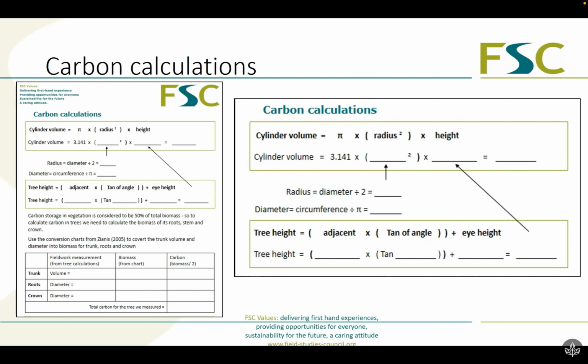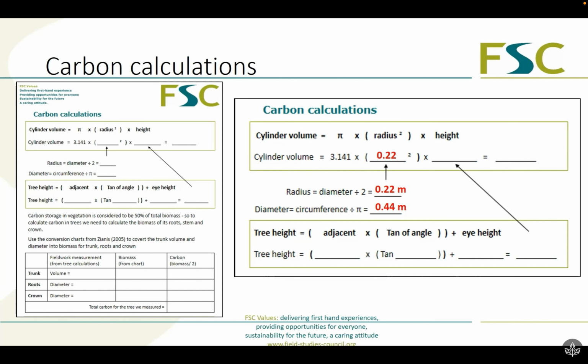So the first number we're going to go back to, to work out the radius, is the circumference. We want to get a radius. To work that out, we first of all need to work out a diameter. So diameter is circumference divided by pi, which is 0.44. Half of that gives us the radius. So diameter divided by 2, 0.22, and we can put that into our volume equation.